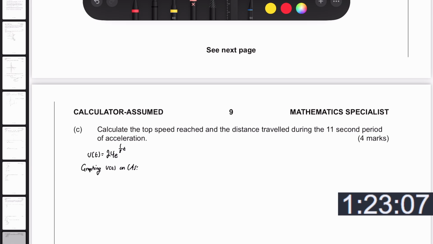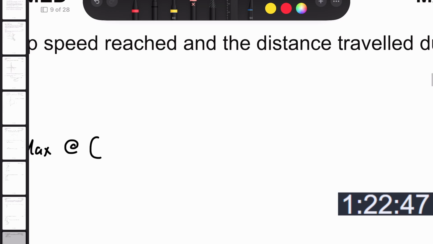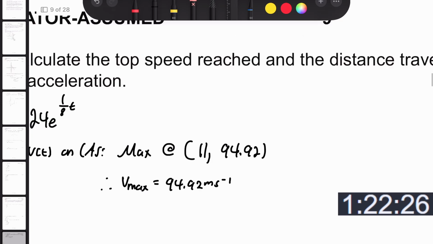Now I can graph it. Invalid syntax. Oh, because I did that bound inside of my exponent. There you go. Graph that. Max that. Maximum at... not found. Fmax. 11, 94.92. Therefore, V maximum is equal to 94.92 meters per second.